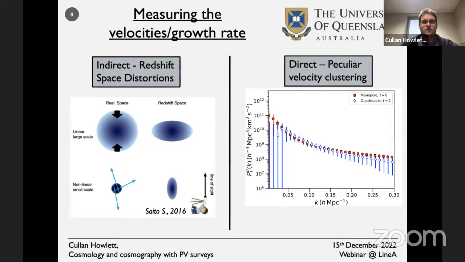And so the difference between these two really is that the redshift space distortions are an indirect probe, whereas on the right, the peculiar velocity measurements are a direct probe. And I'm going to be showing quite a few graphs like this one on the right in this talk.